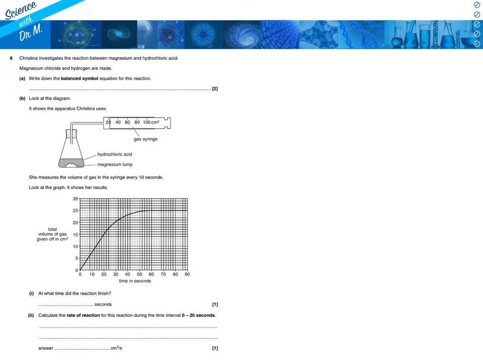Okay, these are GCSE past paper questions. This is the second one from our rates of reaction series. Okay, let's have a look.